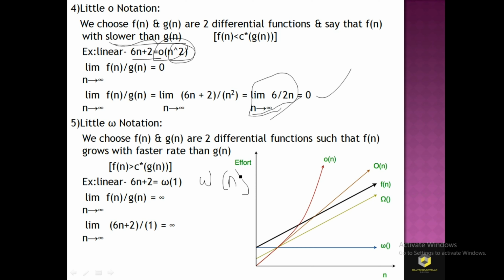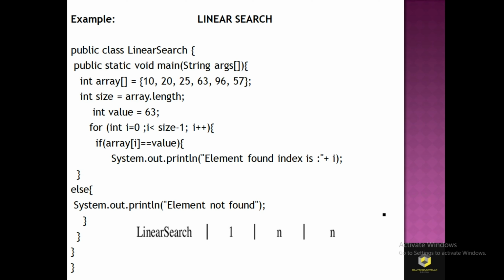When we use the mathematical notation, limit n tends to infinity, 6n plus 2 by 1, which is infinity, which satisfies the condition. Here there is a small graph which shows the time complexity effort, where small omega is the best case scenario, and big omega is also the best case scenario. f of n is the average case scenario, and big O of n is the worst case scenario, and small o of n is also a worst case scenario. I think you understood asymptotic notations. Now let us discuss an example for asymptotic notations, which is linear search.